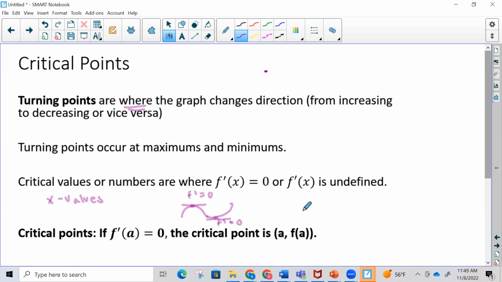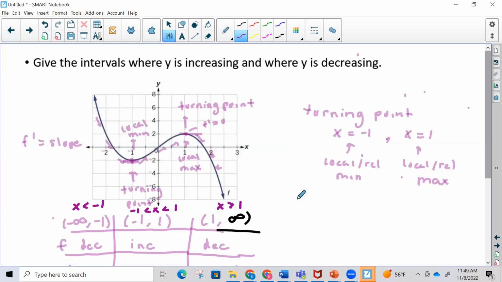It can also be where it's undefined. It looks like this more if it's undefined. It's called a cusp, and so the derivative doesn't exist there. In this class, we deal more with this than the cusp. But if I looked at my original graph, we would say the critical values or numbers, again, we would say where it happens, is that x equals -1 and x equals 1.